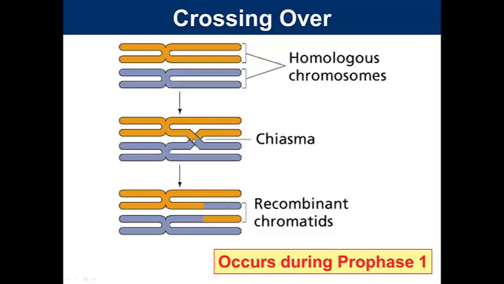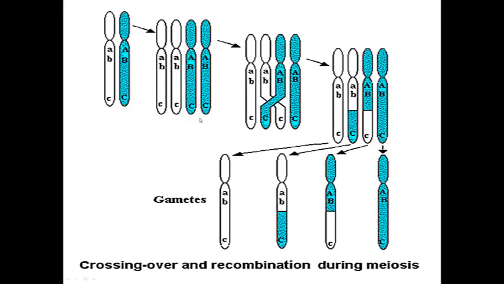This chiasma is resolved, and the result is what they call recombinant chromatids, or chromatids that contain DNA from one parent and the other parent. Again, here's another picture of crossing over and recombination. You have this chiasma formed. Here is your recombinant chromatid. Each one of these is pulled into a separate cell during meiosis 2.